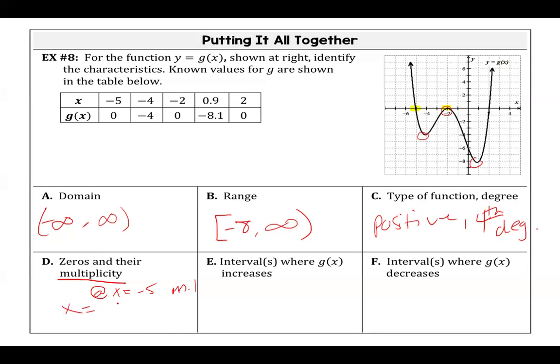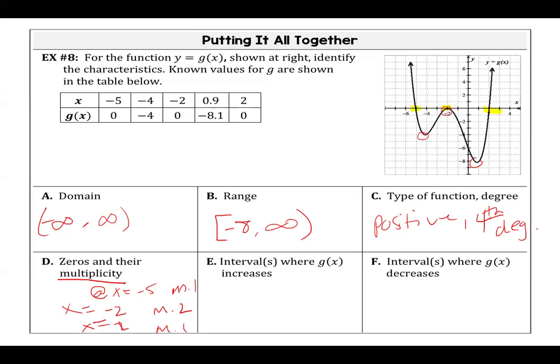At x equals -2, and it has a multiplicity of 2. And we have one at x equals +2, and it has a multiplicity of 1.